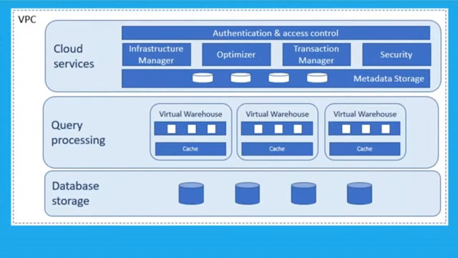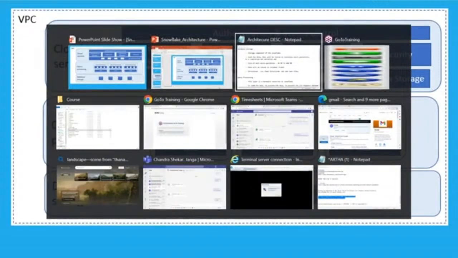Yes, so we have a cloud services layer, then a query processing layer, and then a database layer. I am repeating this again and again because the Snowflake architecture is very important. You will definitely get one or two questions on Snowflake architecture in every interview. So we have a cloud services layer, a query processing layer, and a database storage layer. Now we will discuss them one by one.